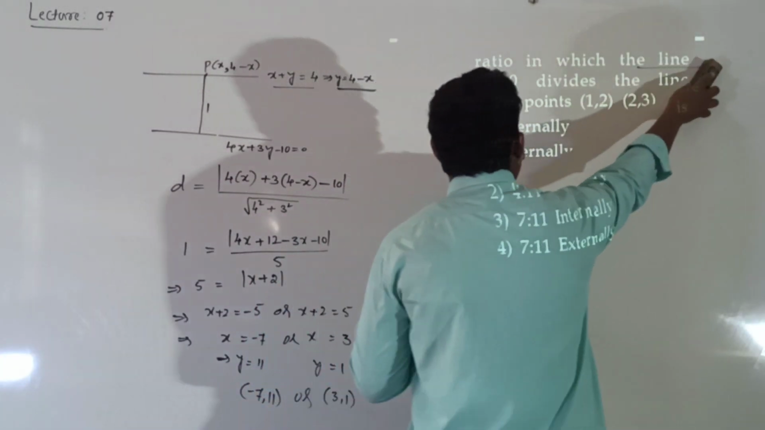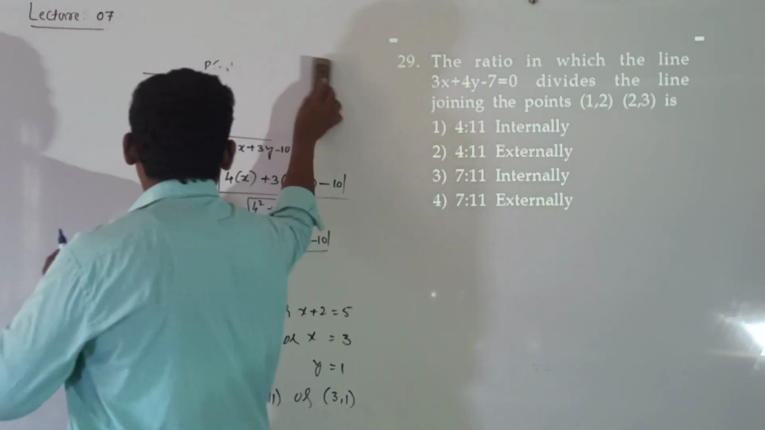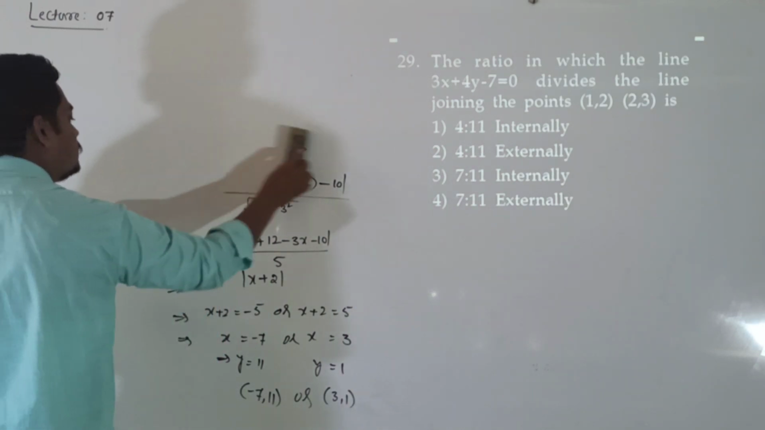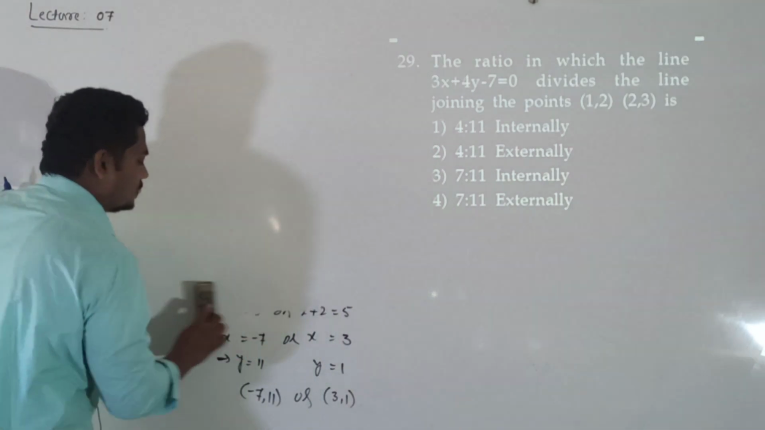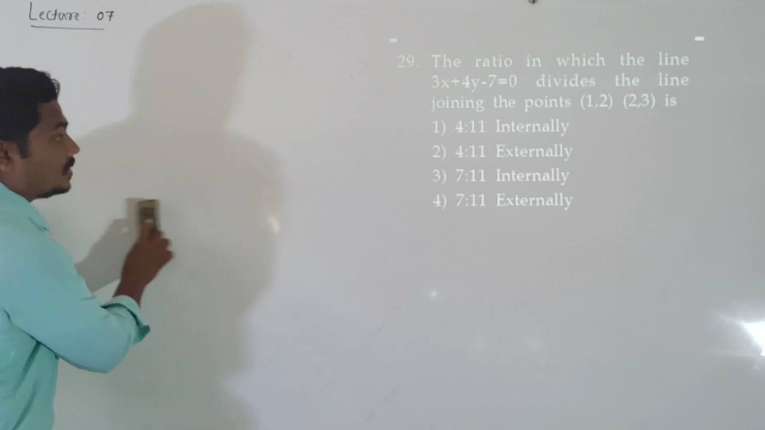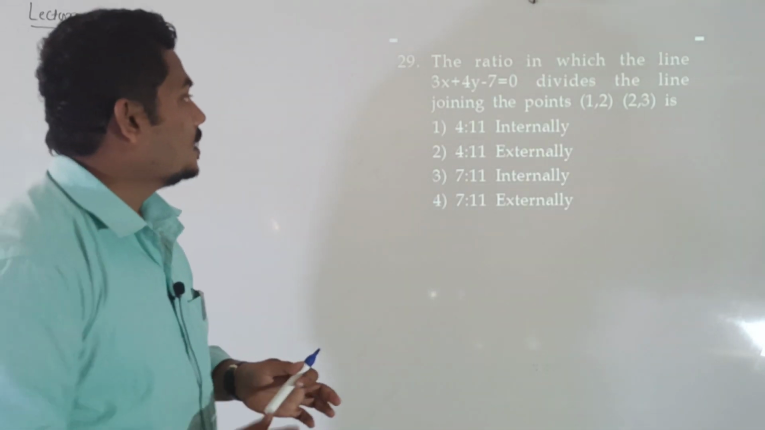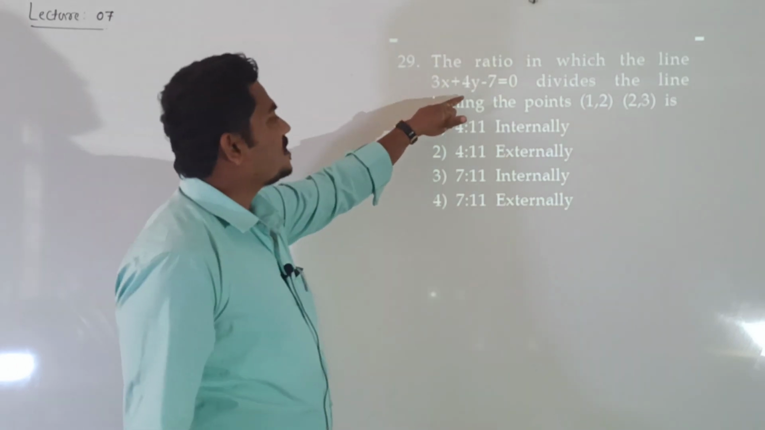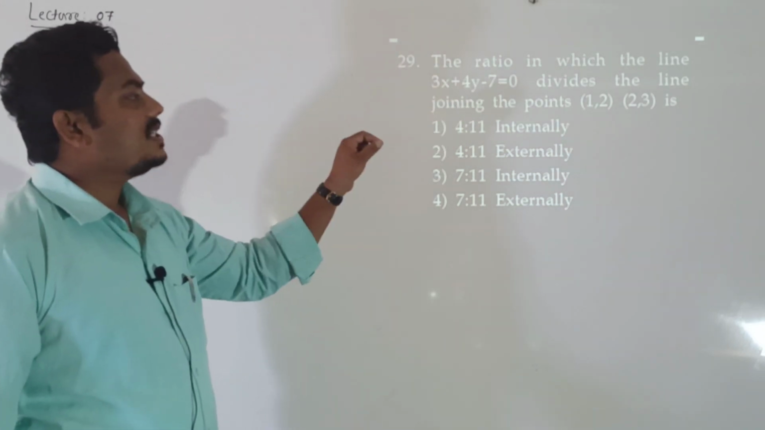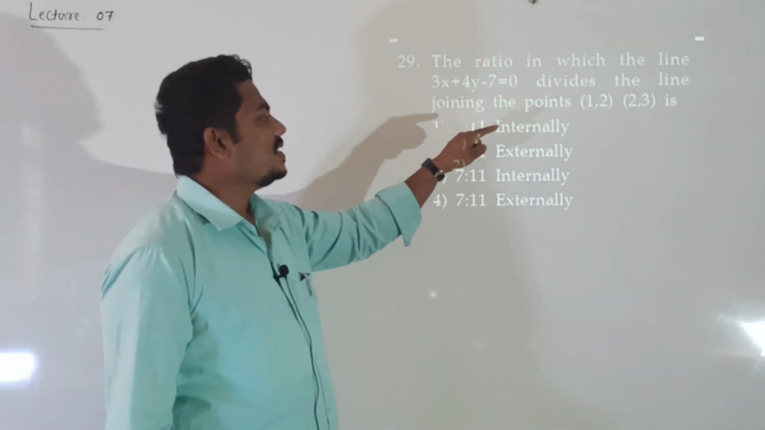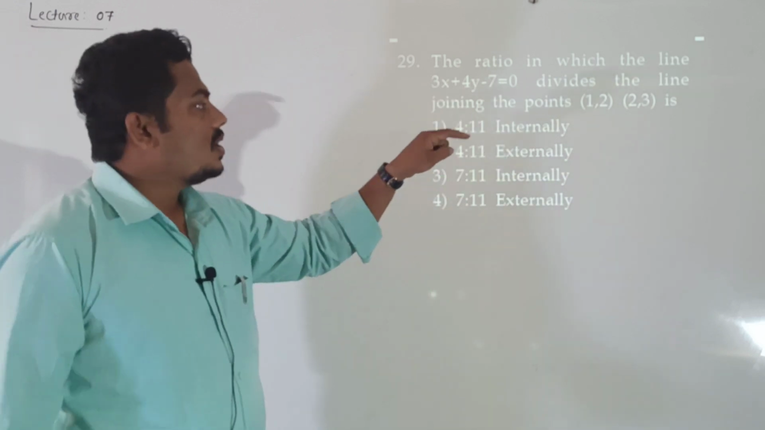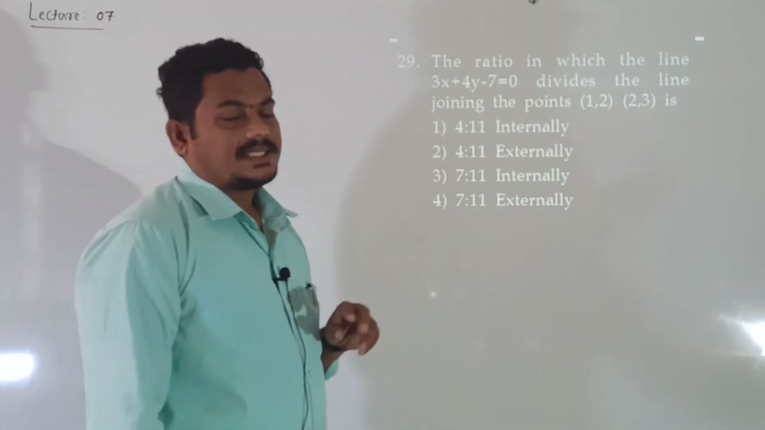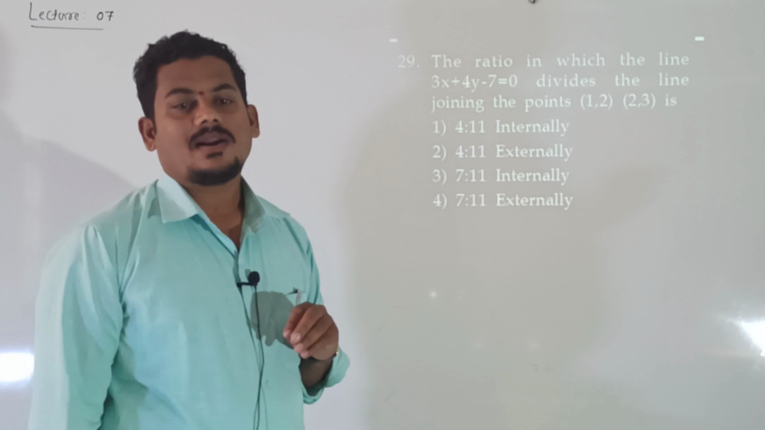Next question. The ratio in which the line 3x plus 4y minus 7 divides the line joining the points 1 comma 2 and 2 comma 3 is. We have one shortcut formula.